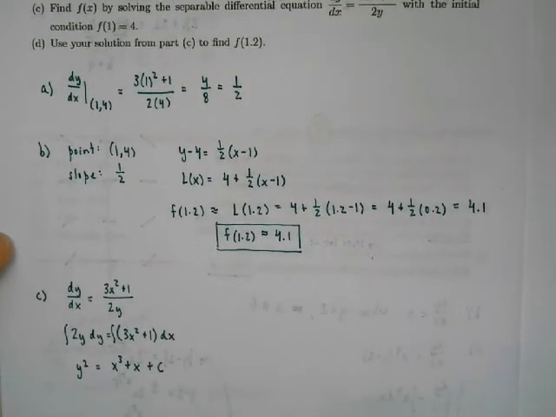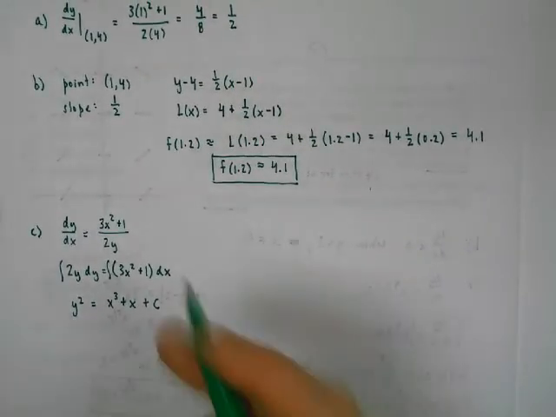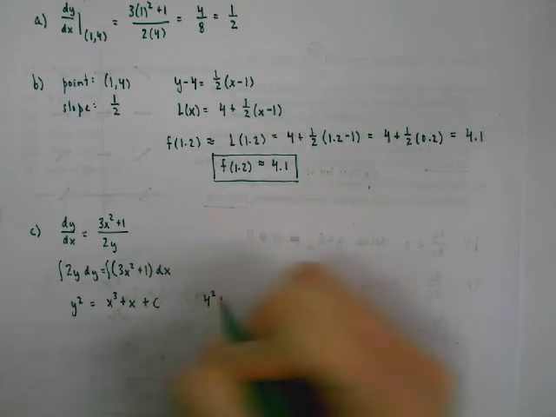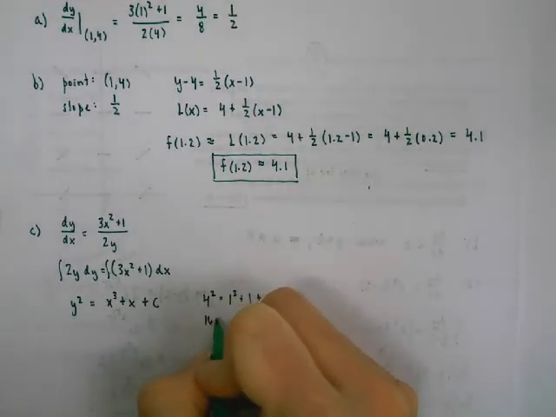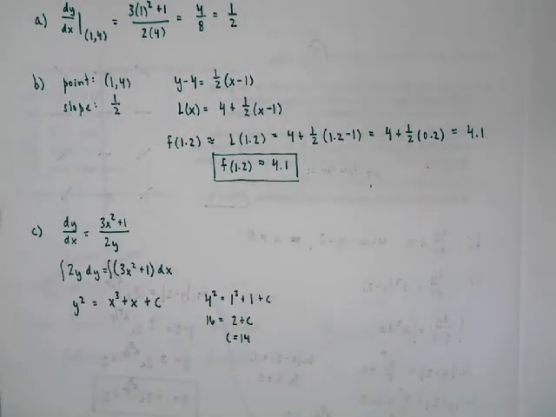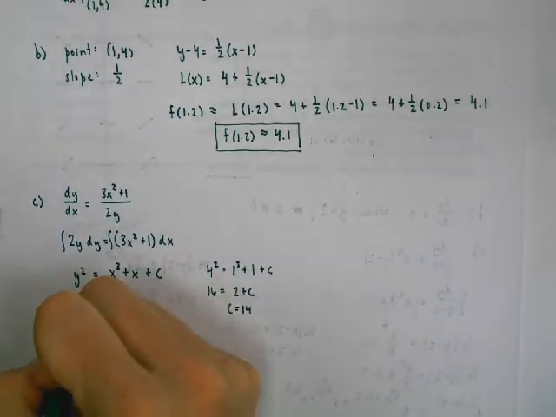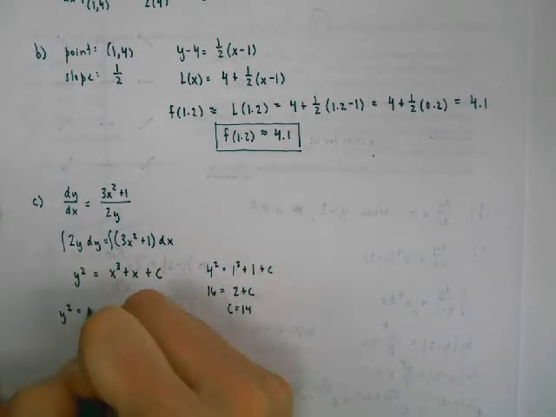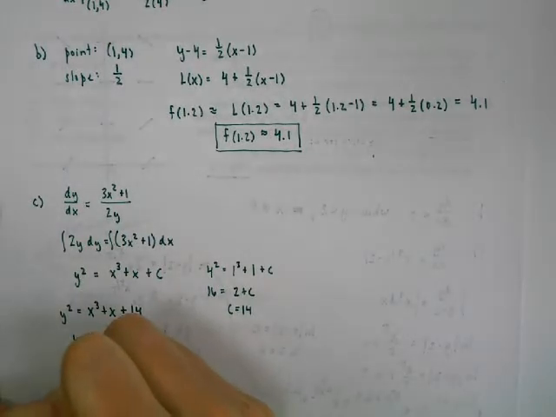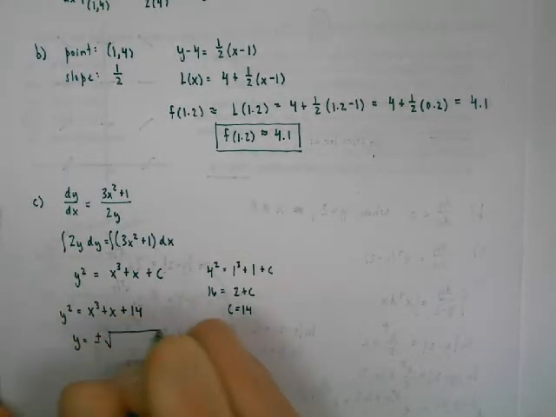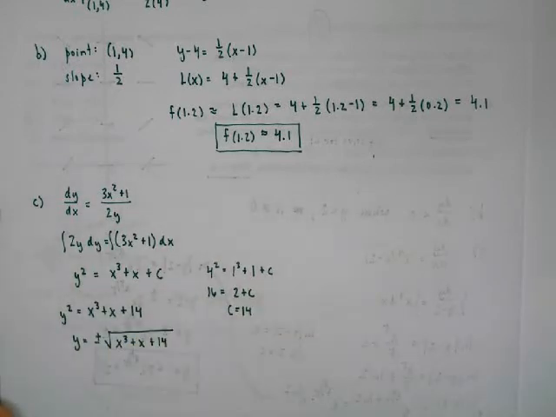And now I'm going to use our initial condition. So we have f of 1 is equal to 4. We're going to use that to solve for c. So I have 4 squared equals 1 cubed plus 1 plus c. So 16 equals 2 plus c, or c equals 14. So now I go back and plug c in: y squared equals x cubed plus x plus 14. So y now is plus or minus the square root of x cubed plus x plus 14.